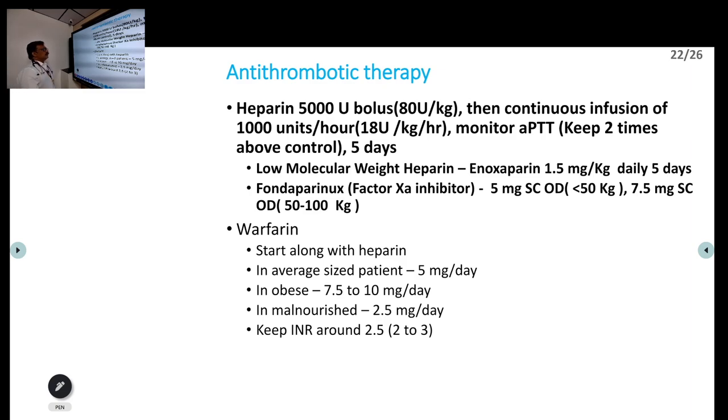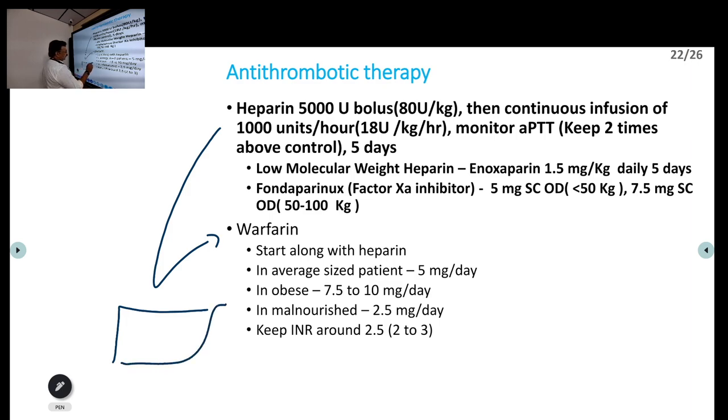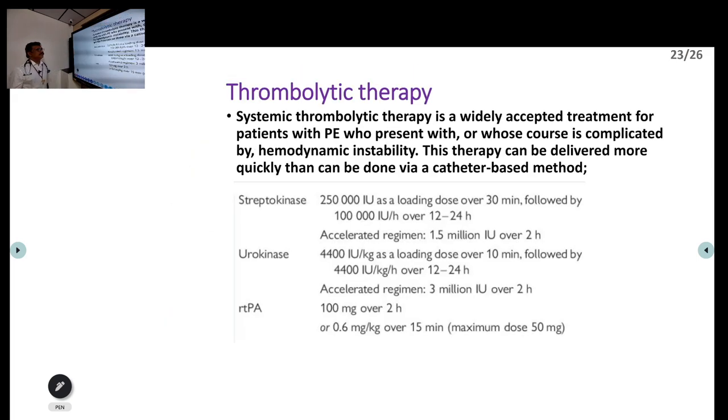Then along with the heparin, we have to start warfarin, because heparin acts immediately, but warfarin takes time to act. It takes a minimum of 7 days. So till then you have to cover with heparin, then continue on warfarin or whatever drug we start. Start along with heparin, in an average size patient 5 milligram per day you can give. In an obese patient 7.5 to 10 milligram you can give. Malnourished 2.5 milligram. Keep INR around 2.5, that is very important.